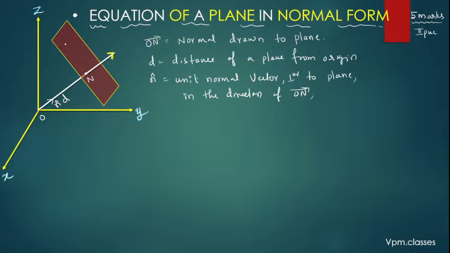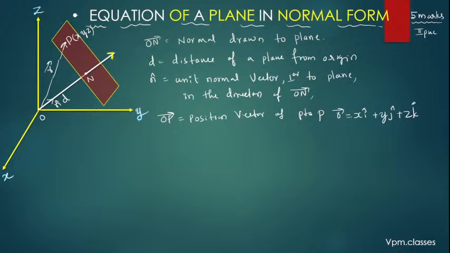Now consider one more arbitrary point P on the plane with the coordinates x, y, z, and if I join OP, I will get a position vector r. So OP is the position vector of the point P. I will denote it by r, which is given by x i cap plus y j cap plus z k cap.